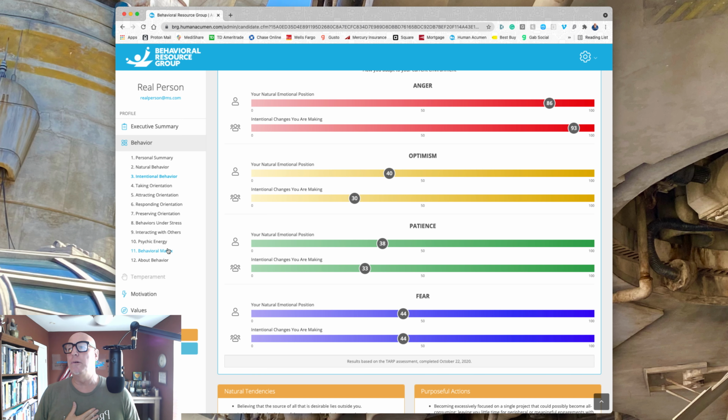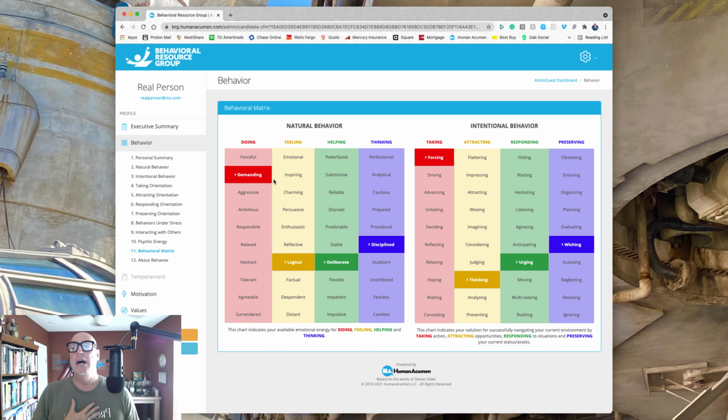So if I go to the behavioral matrix, look at this. Demanding. That's it. Logical, deliberate, disciplined, which means I remain in a demanding position. It's on purpose, and it's the logical thing to do, okay? When this person gets out among other people, they start forcing everything they want. Remember, take it by force. This is taking. Are they attracting people to them?